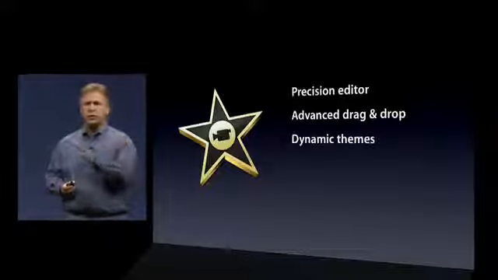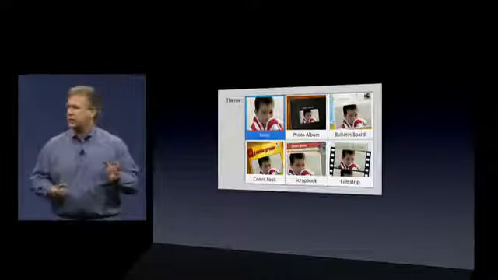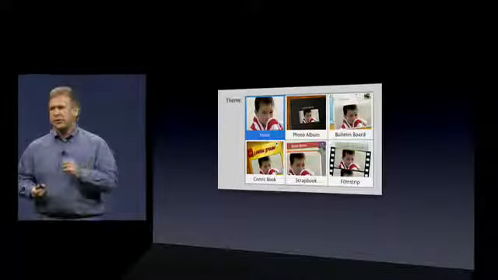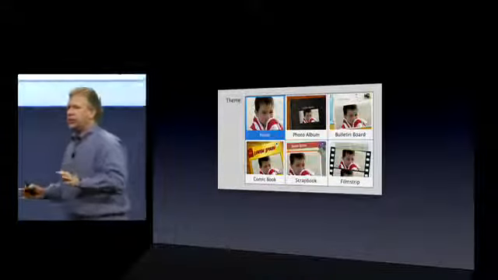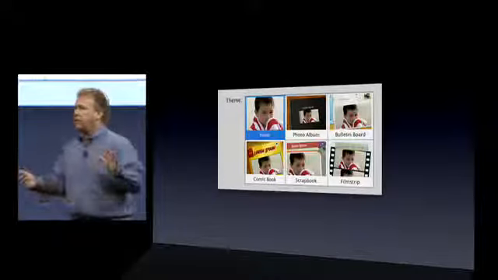When you start to lay out all your clips, you can instantly make a beautiful movie with new dynamic themes, where you just, with a single click, select a theme, and iMovie automatically creates titles, transitions, effects, even credits, all for you with a single click.